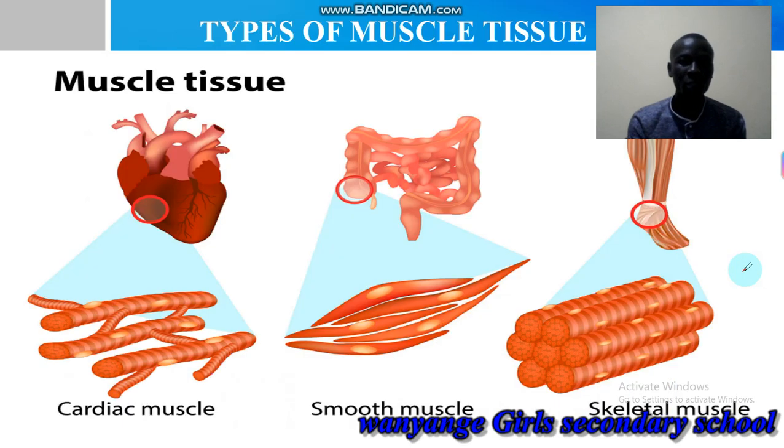Good. So we have many types of muscle tissues. There are actually 3 types. We have cardiac muscles. That is one type of muscles, cardiac muscles. What do you think these ones are? Those are muscles of the heart. Anything relating to cardiac, they are muscles of the heart.